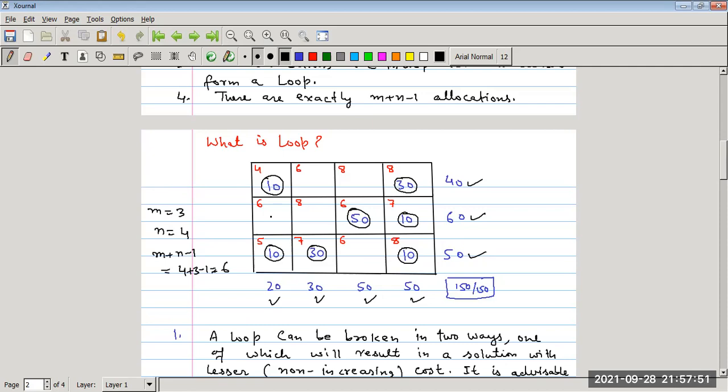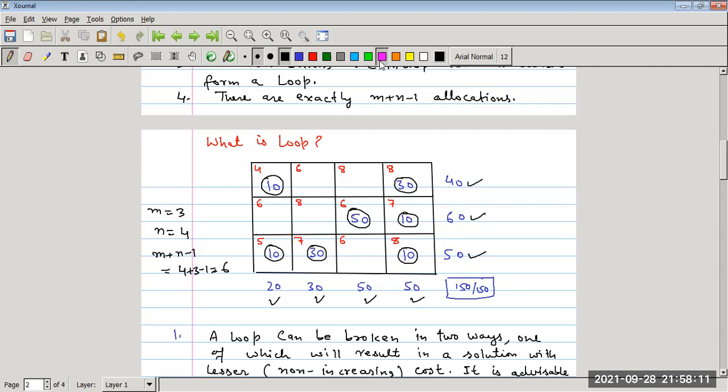It has more than m plus n minus 1 allocations, because the number of allocations is 7. So if the number of allocations is more than m plus n minus 1, then the allocations are not independent. So they form a loop.